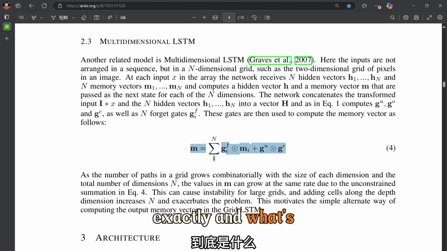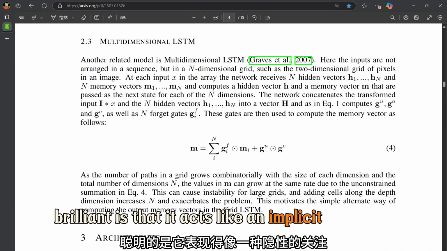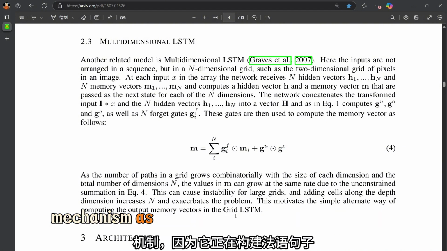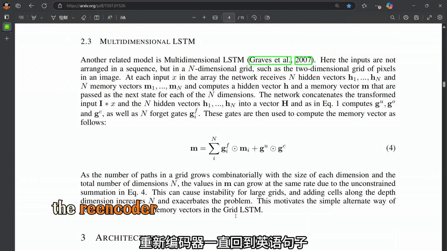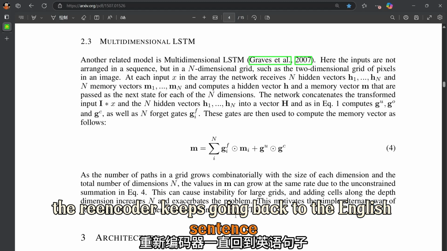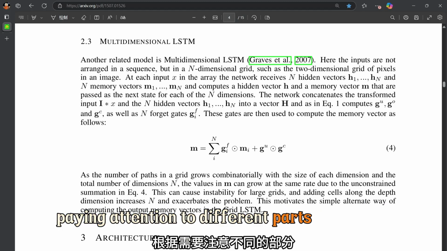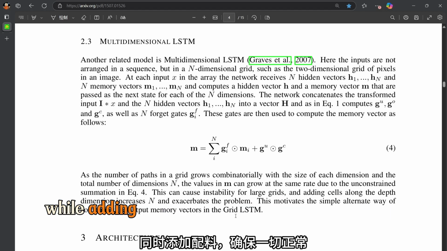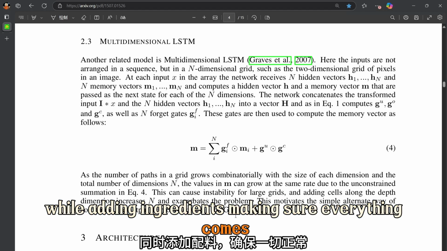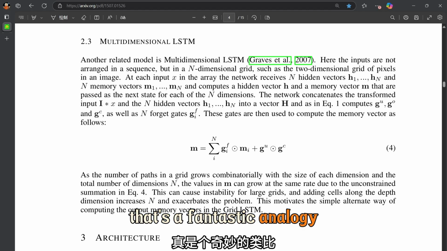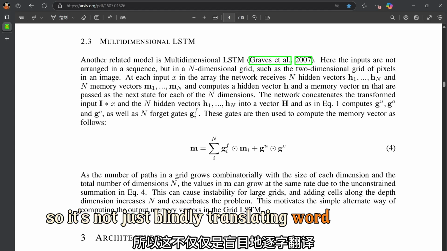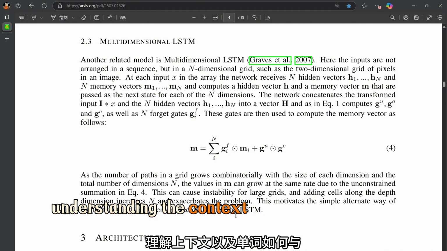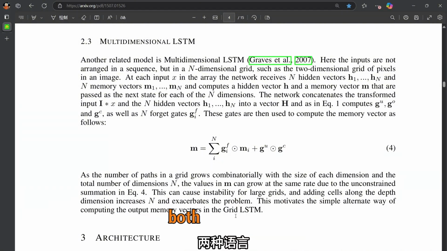Exactly. And what's brilliant is that it acts like an implicit attention mechanism. As it's building the French sentence, the reencoder keeps going back to the English sentence, paying attention to different parts as needed. It's almost like a chef constantly checking the recipe while adding ingredients, making sure everything comes together right. That's a fantastic analogy. So it's not just blindly translating word for word, it's actually understanding the context and how the words relate to each other in both languages.